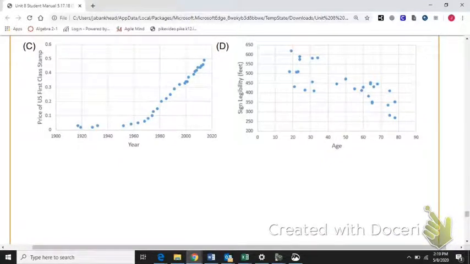In graph C, on our x-axis, we're looking at the years starting in 1900 to the year 2020. And on our y-axis, we have the price of U.S. first-class stamps. Which of our functions do you think best models this data? As our years increase, notice the price of our stamps is increasing. What doesn't happen is that that increase is occurring at a constant rate, and so this appears to show some exponential growth.